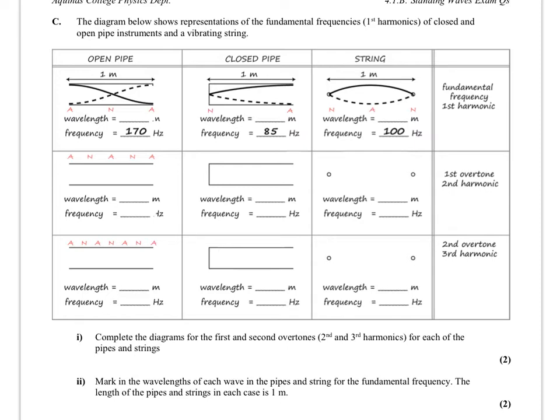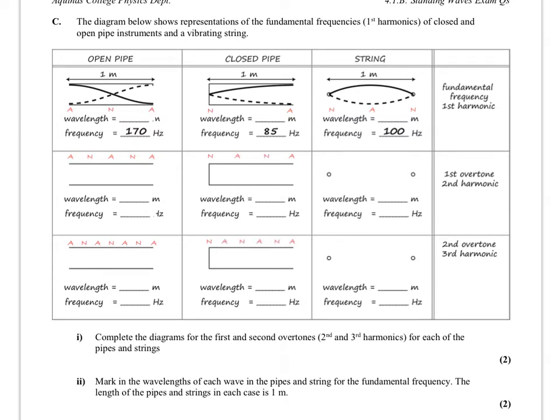Sounds stupid, but it helps you remember, and certainly writing down these letters will really help you with your diagrams. So we can go through the same with the closed pipe. We have to have a node at our closed end, we have to have an antinode at our open end, and so we go from NA to NANA to NANANA.